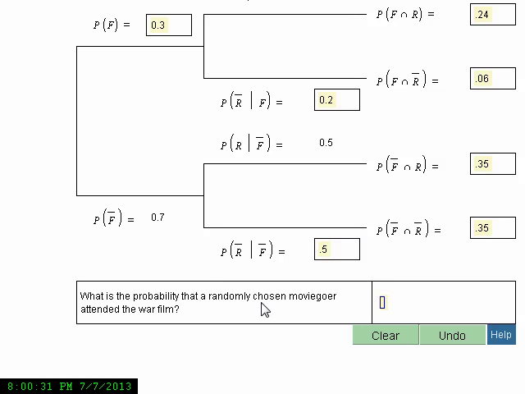What's the probability that a randomly chosen moviegoer attended the war film? And so the war film is going to be not the romantic comedy. So that's going to be the ones with the R bars. So the war films are the R bars, the complement to the romantic comedy. So this is an R bar and this is an R bar. So these two probabilities I want to include. That means they were male and they liked the war movie, and they were female and they liked the war movie. So 0.06 and 0.35, when you add those up, is 0.41.